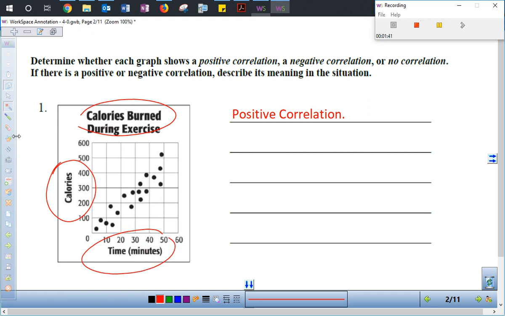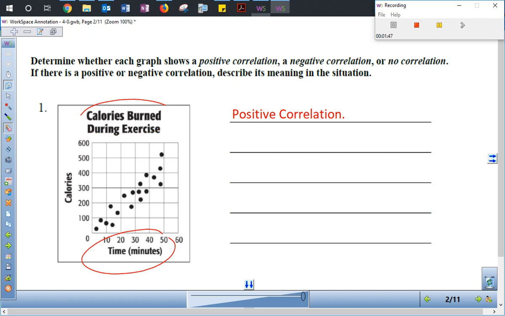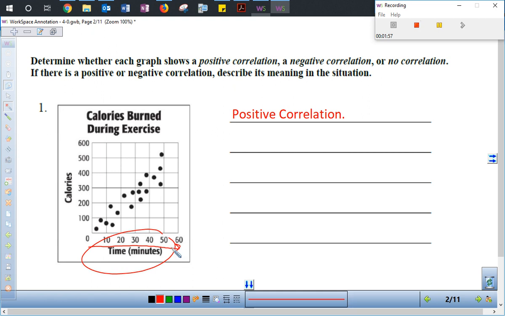We're always going to start with the x-axis. The title on my x-axis is time in minutes. So I want to start with as time in minutes, and we're always going to say as this increases. So I'm going to start by saying as time in minutes increases. Then I'm going to combine these 2 titles here to make a third, more descriptive title. And I'm going to say the number of calories burned during exercise also increases.